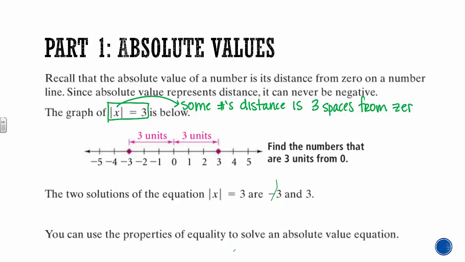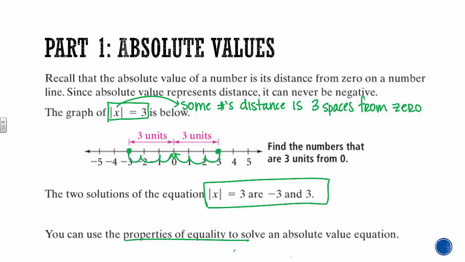So stop and think about that. You had two options. +3 is 3 spaces away from 0, but then so is -3. So for this answer, we have two solutions. The two solutions are +3 and -3 because their distances are both 3. So what we're going to do is use the properties of equality, like if you add something to one side, you have to add it to the other, to solve an absolute value equation.